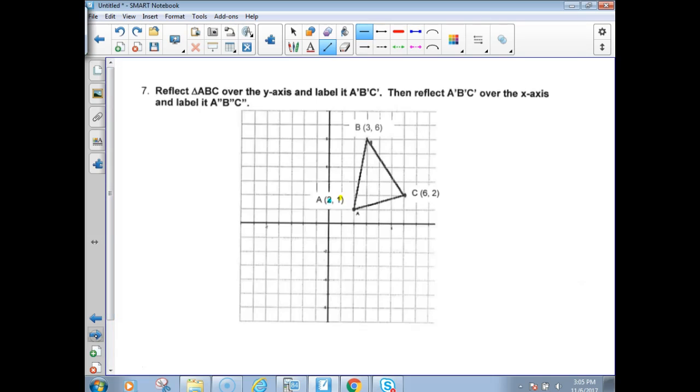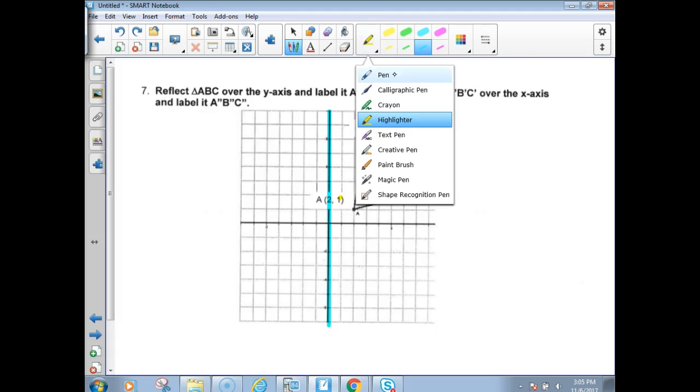Okay, and the last one, I think. No, yes. We got 2 things to do. Reflect triangle ABC over the y-axis. And then reflect that over the x-axis. So first we're going over the y.